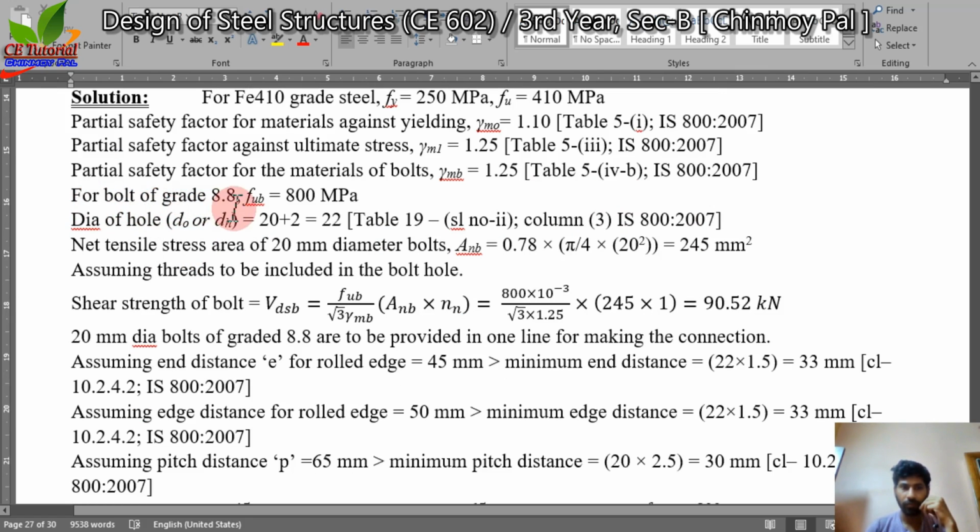For bolt grade 8.8, ultimate strength of bolt is 800 MPa. This first 8 indicates the ultimate stress of the bolt: 8 multiplied by 100, that means 800 MPa. Dia of hole is 20 plus 2, that is 22 mm. You can collect this data from Table 19. The net tensile stress area of 20 mm diameter bolt is 0.78 multiplied by the area of bolt, that is 245 mm square.